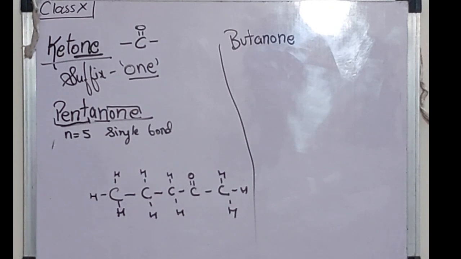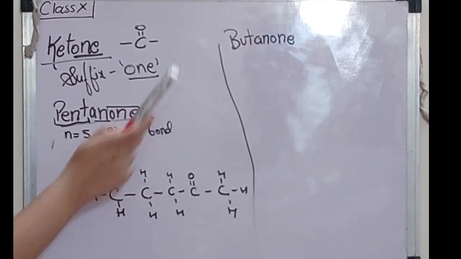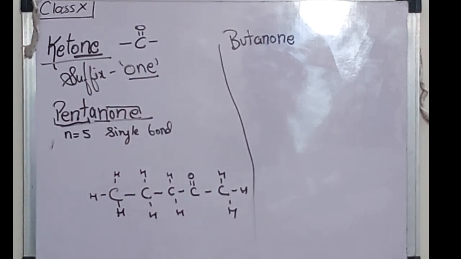If you are having confusion related to how I am going to know कि यहाँ 5 कार्बन आएंगे, यहाँ कितने कार्बन आएंगे, so you can watch my previous video, in which I told you how to learn about the naming given by IUPAC, that is International Union of Pure and Applied Chemistry. Okay, coming back to the chapter, butanone.